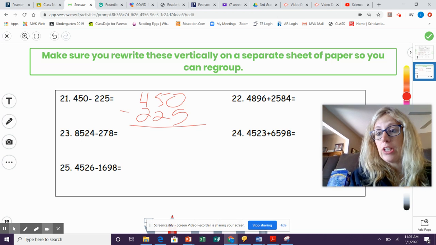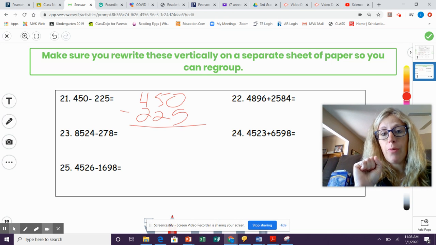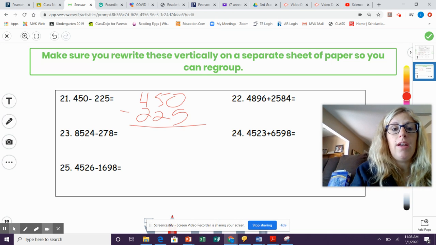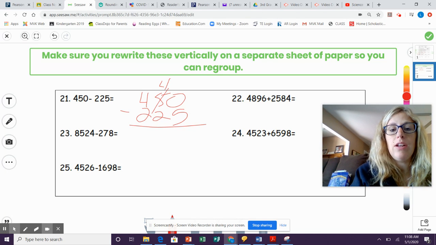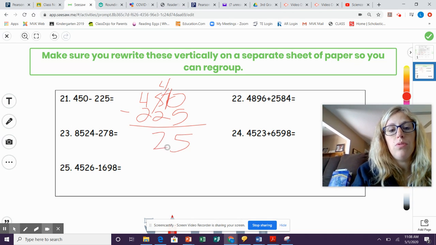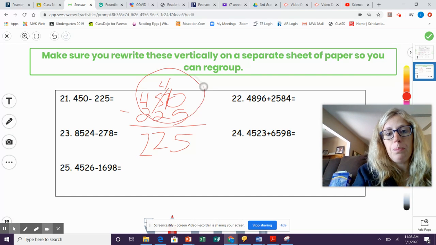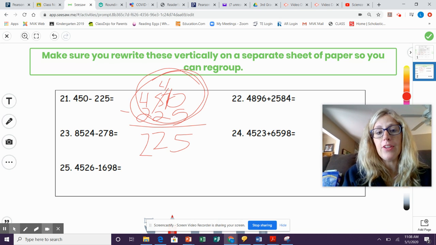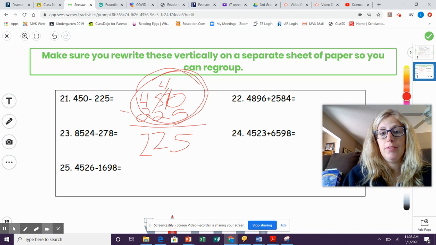Okay, and we're subtracting. I cannot take 5 from 0. Okay, that means I have nothing. I can't take 5 away. I need to make more. So I regroup. I go to my tens, take a 10 away, give 10 ones. Now I have 10 minus 5. 4 minus 2. Okay, make sure we're regrouping. Look at that top number. If it's smaller than the bottom number, you have to regroup.